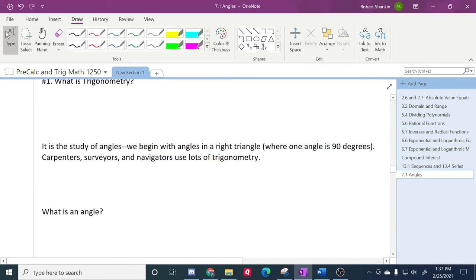All right, now we have this question. What is an angle? And this is a tricky question because it's so intuitive. Everybody kind of knows what an angle is. But how do you put it into words?